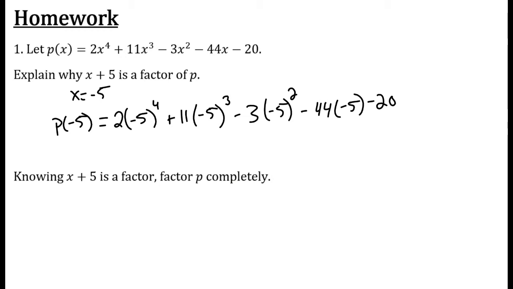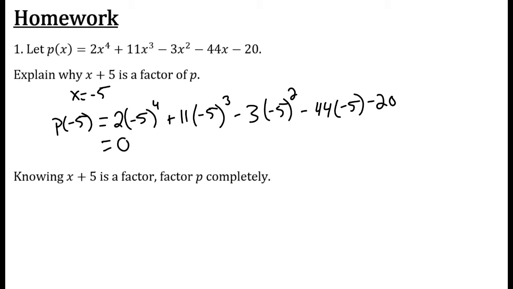So right now I'm grabbing my calculator and typing in 2 parentheses negative 5, close the parentheses, to the fourth, plus 11 times negative 5 cubed, minus 3 times negative 5, close the parentheses, squared, minus 44 times negative 5, minus 20. And when you type that all in, I got 0 out from my calculator.